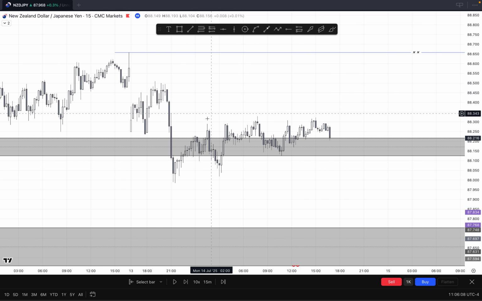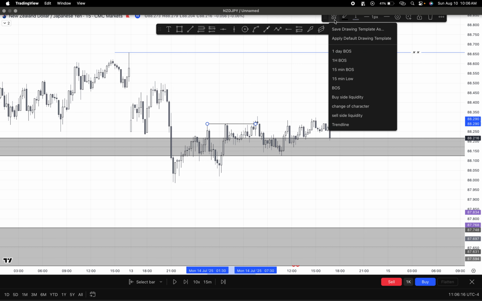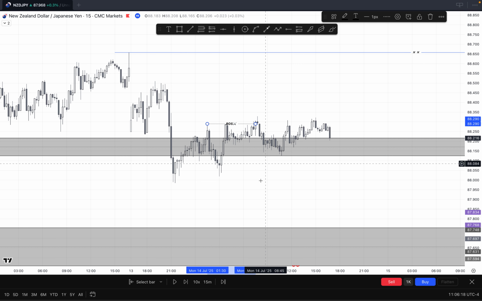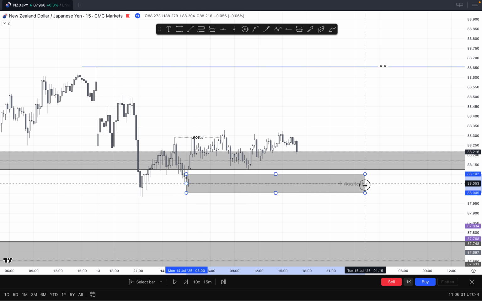So we got a low here. This is the market high right here. Oh, we got a breaker structure here. Then the market didn't respect any of these. Expecting the market to come down here.